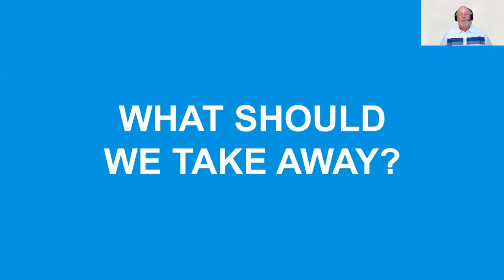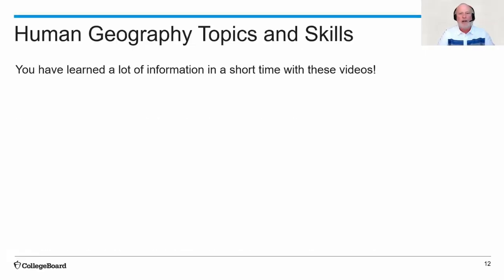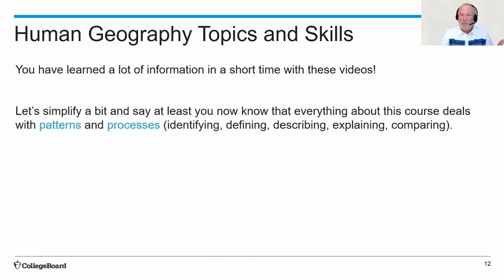Okay. So what should we take away from this lesson? Human geography topics and skills. We've talked about so much in these first few videos. Both Ms. Neurath and I have covered a lot of topics and a lot of skills, and you've learned a lot, right? Let's simplify a bit. Let's say that at least you should be able to take away the idea that this class is all about patterns and processes, and that you're using those 5 key verbs that you can identify, define, describe, explain, and compare when it comes to those patterns and processes.